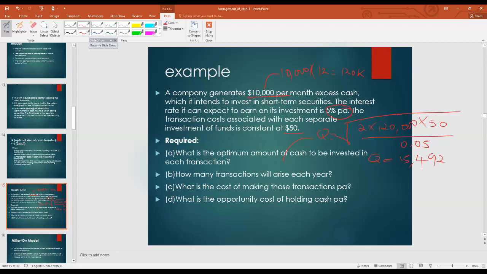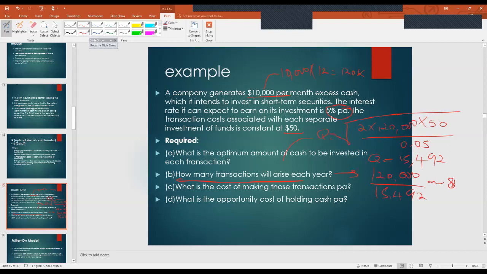Next question is: how many transactions, how many investments do you make? In a year, the excess cash you have is 120,000. Every time you invest 15,492. Therefore, how many investments do you make roughly? To the nearest, you get 7.07. So to the nearest, we get 8 transactions.